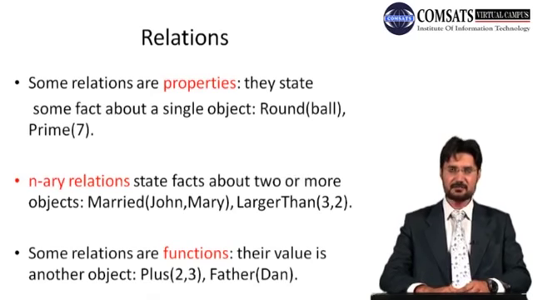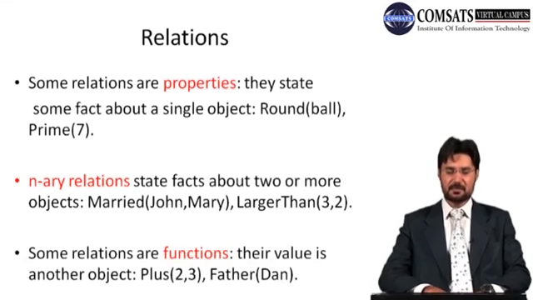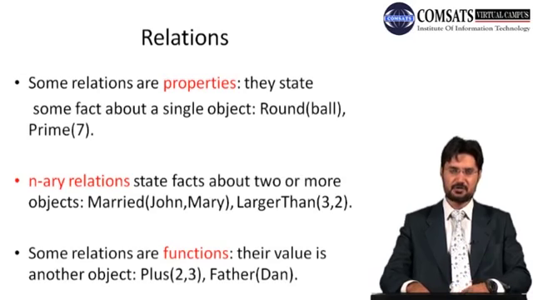What are relations? We will understand that some relations are properties. They state some facts about a single object. Round, a ball is round; prime, so 7 is a number, whether it is prime. So we have some properties. We cannot say that all relations have some specific meaning. They can also be properties, because if you remember in the King John example, we can also use properties instead of functions.